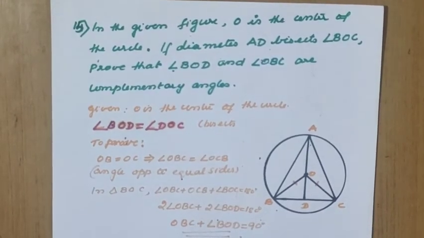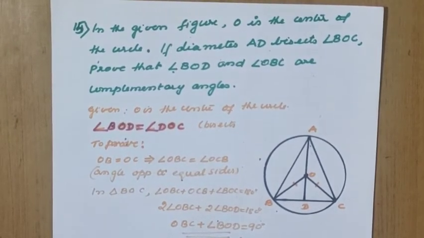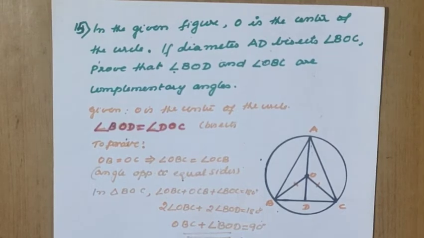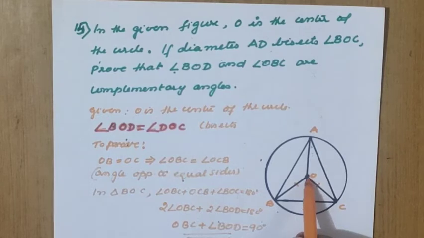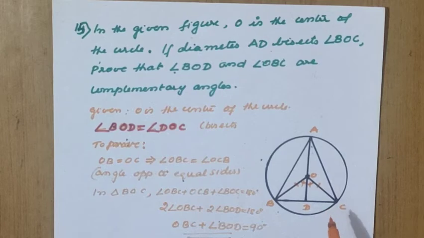Question number 15. In the given figure, O is the center of the circle. If the diameter AD bisects angle BOC, prove that angle BOD and OBC are complementary angles. So what is given in the question? O is the center of the circle. Then, because it bisects, angle BOD is equal to DOC. These two angles are equal.